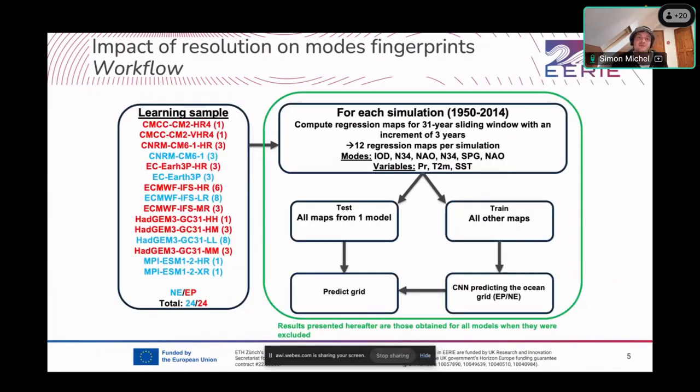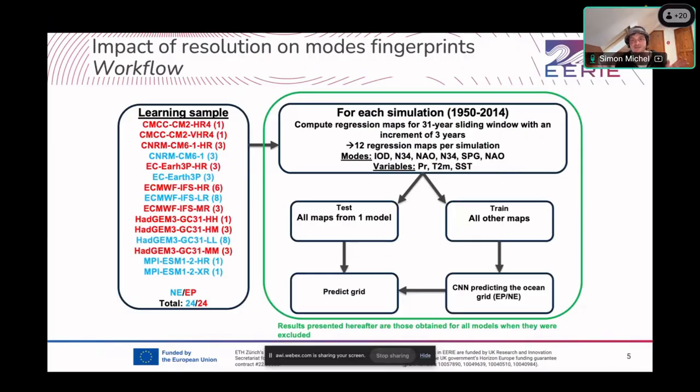For this, we proposed the following workflow. The idea is that we take, for the moment, only HighResMIP. We will add the EERIE simulations after. So we have all these models from HighResMIP on the left. The red ones are the eddying ones, so only eddy permitting compared to EERIE, which is eddy rich, so 25 kilometers in the ocean. And you have the non-eddying ones in blue. You have the number of simulations in parentheses.